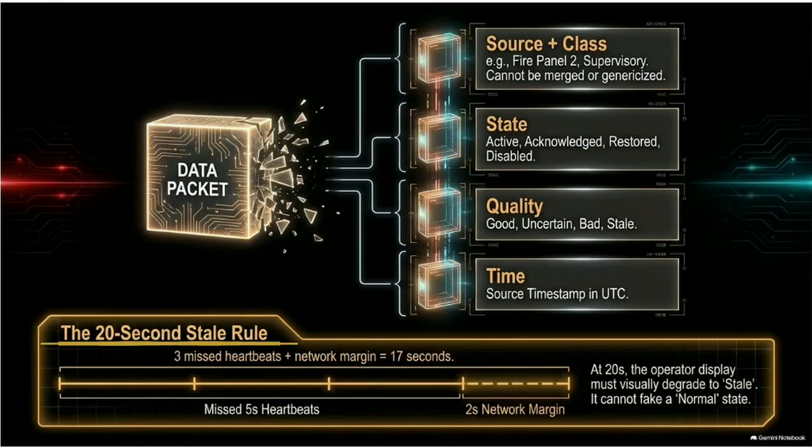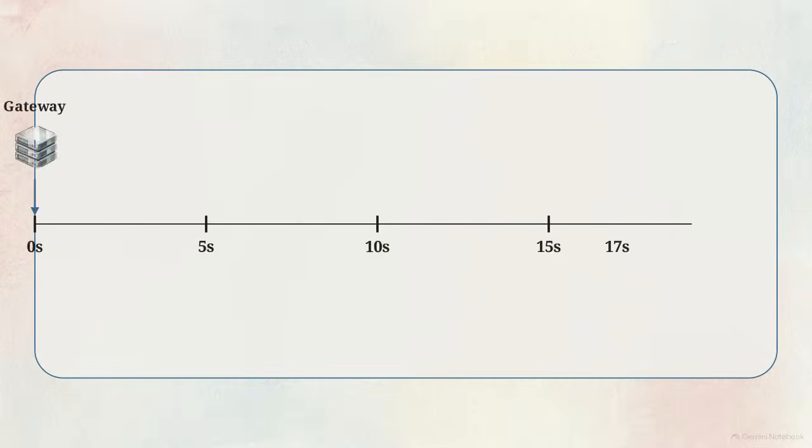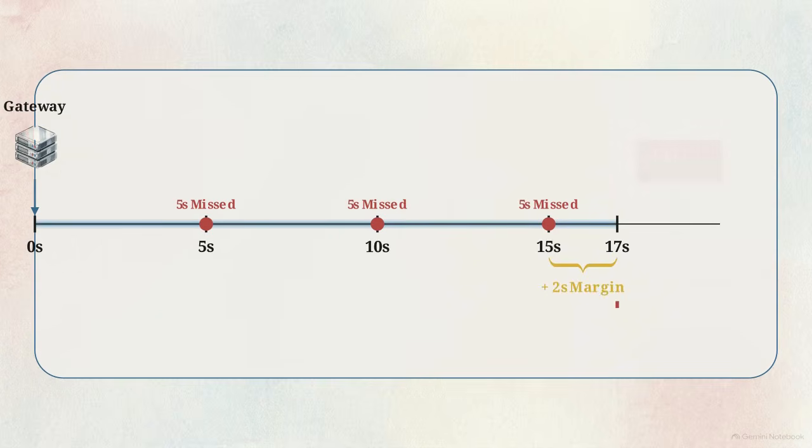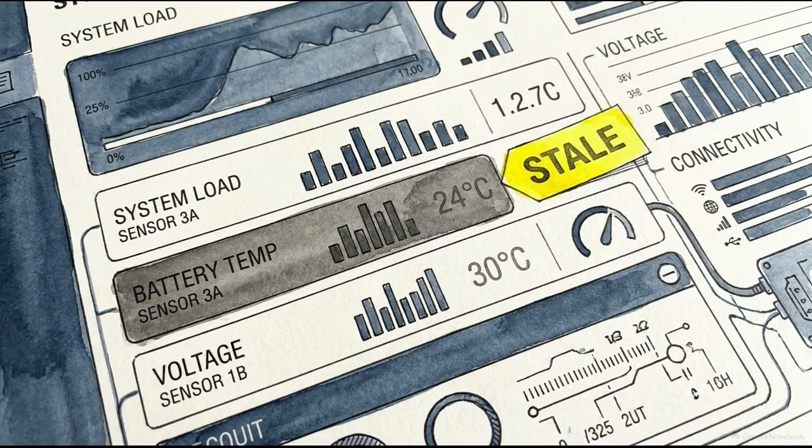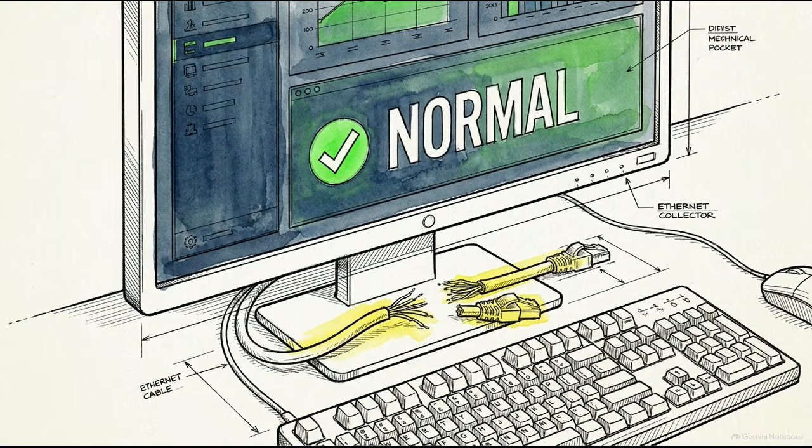If a network switch fails, the gateway will drop packets and lose its connection to the fire alarm control panel. Network latency forces a strict status change at exactly 17 seconds. By the 20-second mark, the operator dashboard must visibly degrade that specific data point, labeling it stale. Artificially freezing a disconnected data point and displaying it as normal creates a false sense of security. It gives first responders bad intelligence precisely when they need facts.